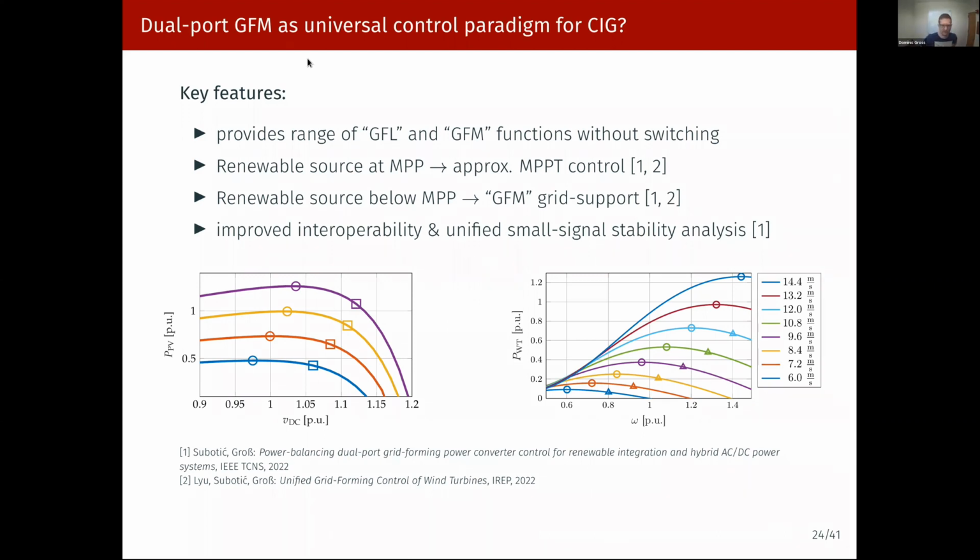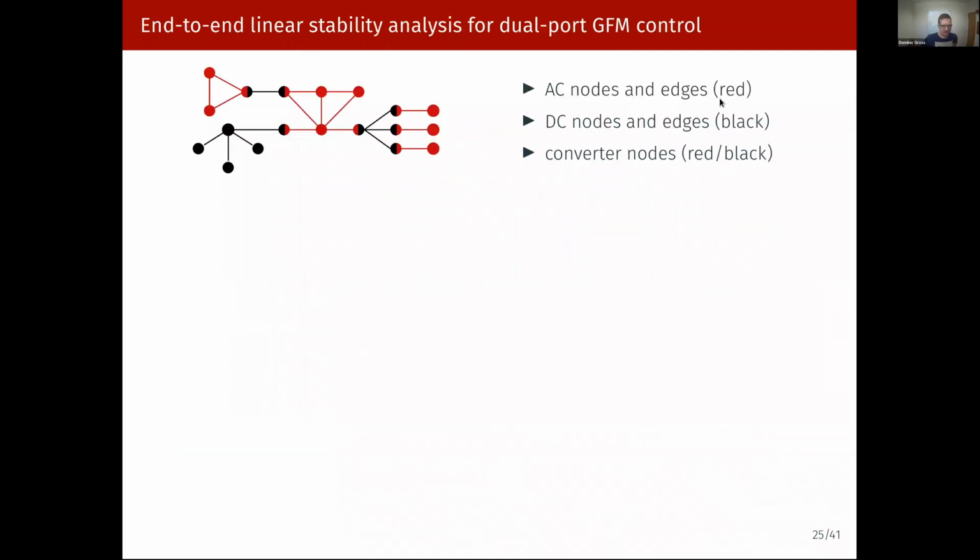We think of the system as living on a graph where we have AC nodes and lines. This is what you see in red here. We have DC nodes and edges marked in black, and then we have converter nodes. Those would be the power converters that translate between DC and AC. So you can think of this as an HVDC link, or this could be an offshore wind farm with a bunch of power converters.